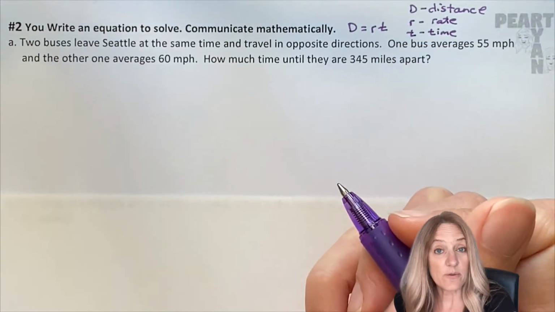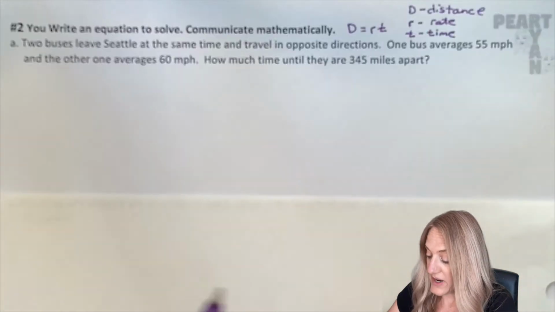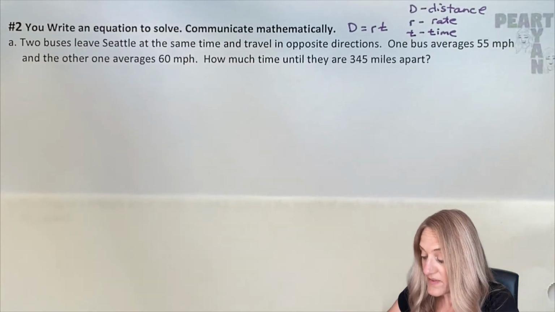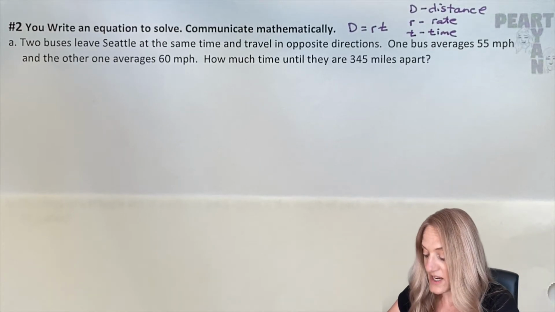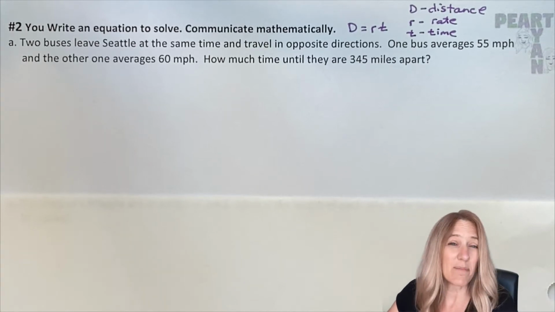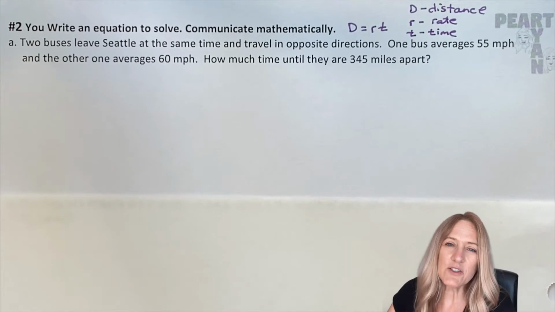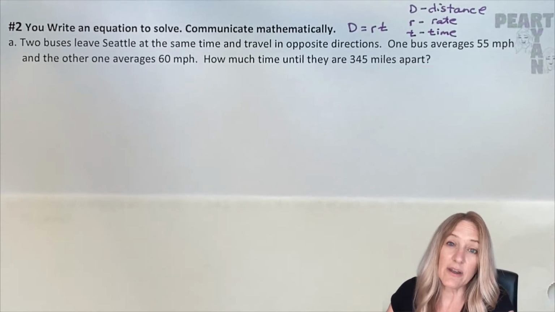All right, let's go ahead and read this problem. 2 buses leave Seattle at the same time and travel in opposite directions. One bus averages 55 miles per hour and the other one averages 60 miles per hour. How much time until they are 345 miles apart? Now, I know you guys are super smart and many of you could just sit and think about that. But remember, we're really trying to learn the process here. So even though the problem might be a teeny bit easier than a real life problem, let's learn how to work it out.